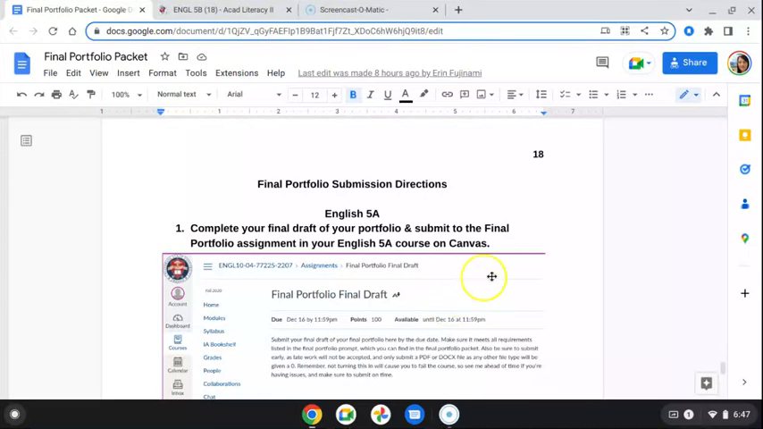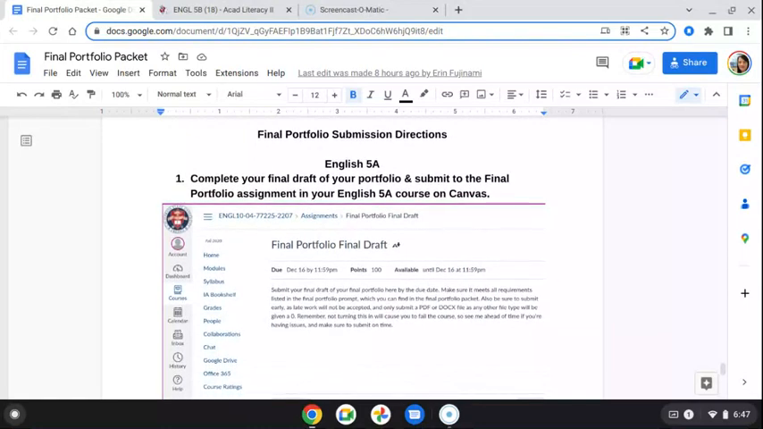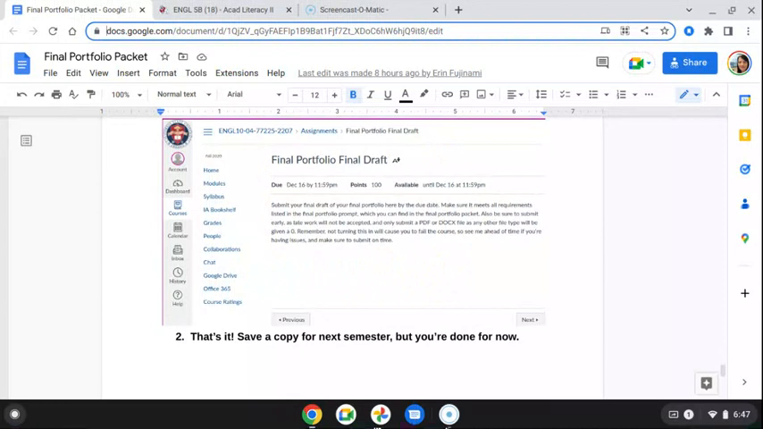After that, you've got submission directions. So once you're finished with your final portfolio, then you are going to need to submit it. So if you are in English 5A, you're going to complete your draft and submit it to the final portfolio assignment in your English 5A course on Canvas. So you've got an assignment there that is already published and ready to go. And the final portfolio assignment itself will tell you what specific date your final portfolio is due on. So pay attention to that. You can also find that in our syllabus.